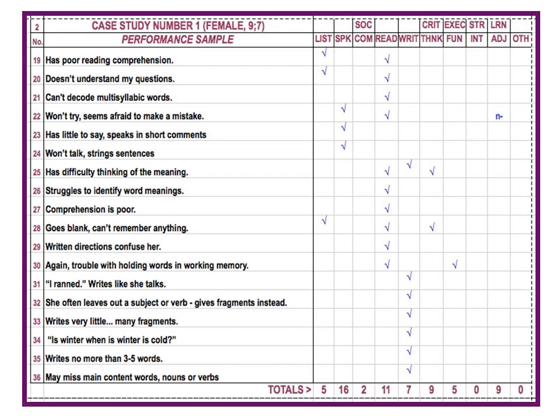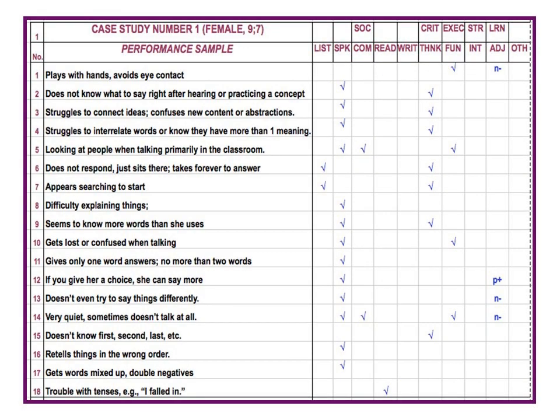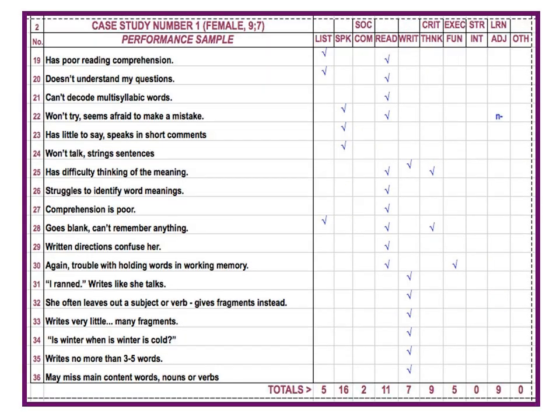Here's the second part of it. 36 observations that we got in our performance sample of her. And when we went through it and looked at all of it, we get poor comprehension, understanding my questions, can't decode words, won't try, seems afraid to make a mistake, has little to say, won't talk, strings sentences, has difficulty thinking of meaning. Oh, I mean, when you start to see these things, we only had 5 in listening. We had a bunch of things, 16 things. 16 when I go back in speaking. Wow, a lot in speaking, a lot of grammatical stuff.